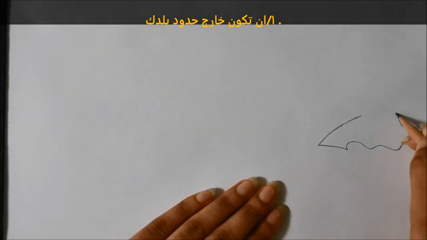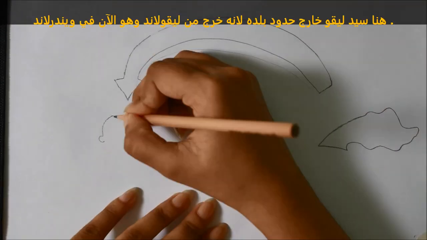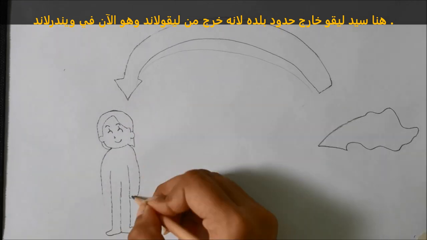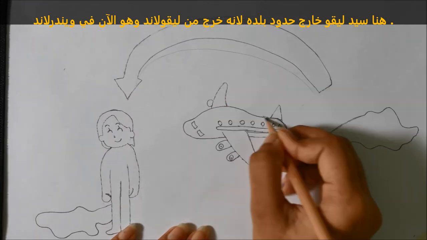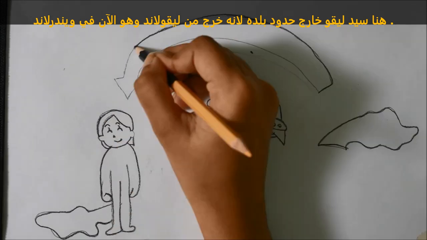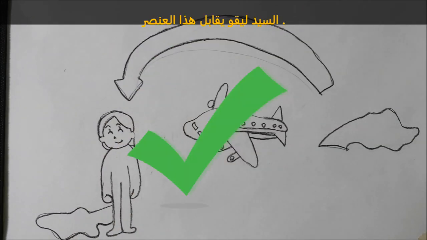First, you are outside of your country. Here, Mr. Lego is outside of his country because he left Legoland and has moved to Wonderland. Mr. Lego meets this element.